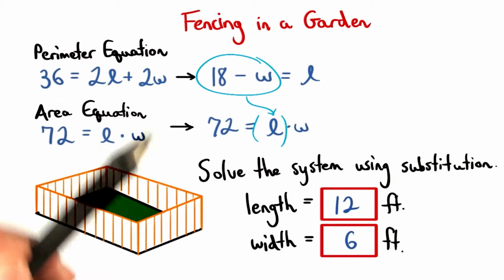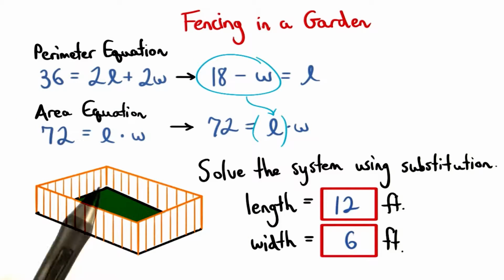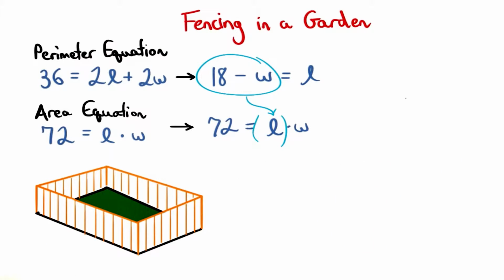The dimensions of our garden are 12 feet in length and 6 feet in width. Nice solving if you found these two answers. Now we're just getting warmed up, so if you didn't get it, that's okay. Let's see how we solve.